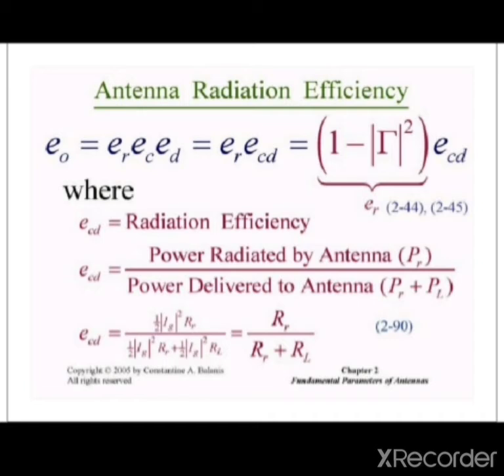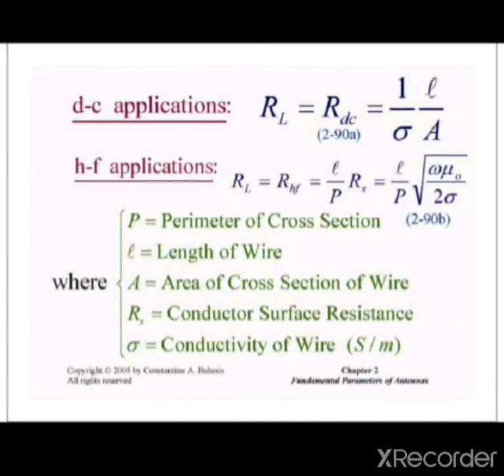You already know that E0 equals ER ECD, and similarly, (1 minus gamma squared) into ECD, where ER ECD is the radiation efficiency. ECD is equivalent to the ratio of the power radiated by the antenna to the power delivered to the antenna. That means PR by (PR plus PL), which is finally equivalent to RR by (RR plus RL). I already told this, right?